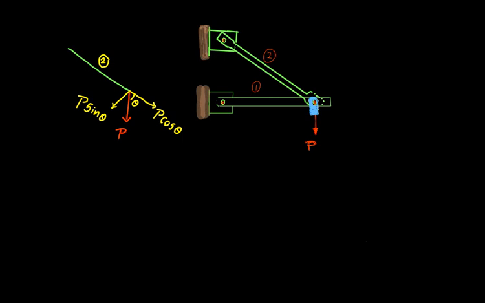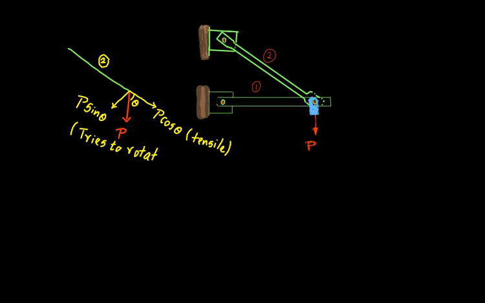Capital P cos theta causes tension, which means that the type of force that acts on member 2 because of capital P cos theta is tension. And what is the effect of capital P sin theta on member 2? Capital P sin theta tries to rotate the member. It only tries, it only attempts. It tries to rotate member 2.